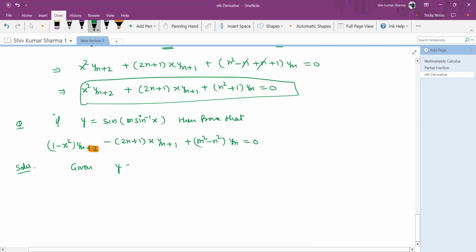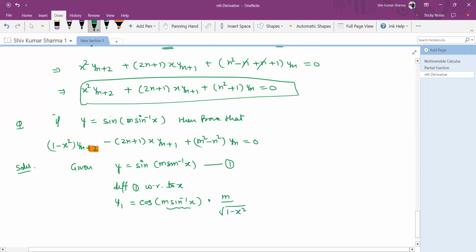So given y is equal to sin(m sin inverse x), we simply differentiate it with respect to x. So y1 is equal to the differentiation of sin x, which is cos x, so cos(m sin inverse x) into the differentiation of m sin inverse x, so m upon root 1 minus x square.